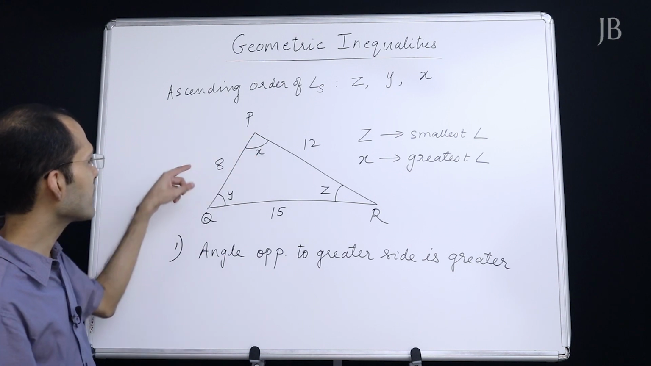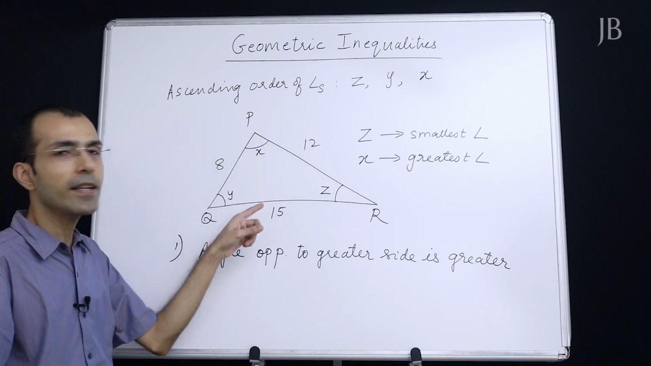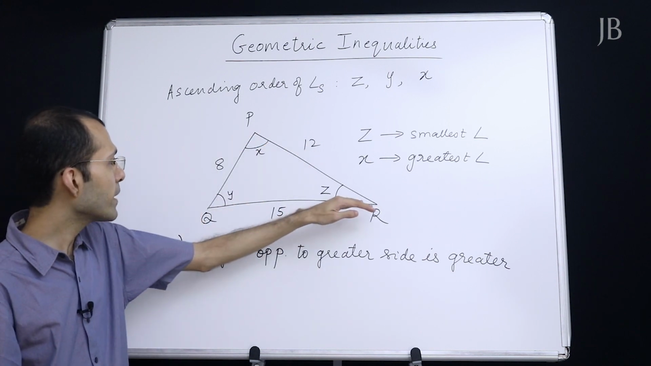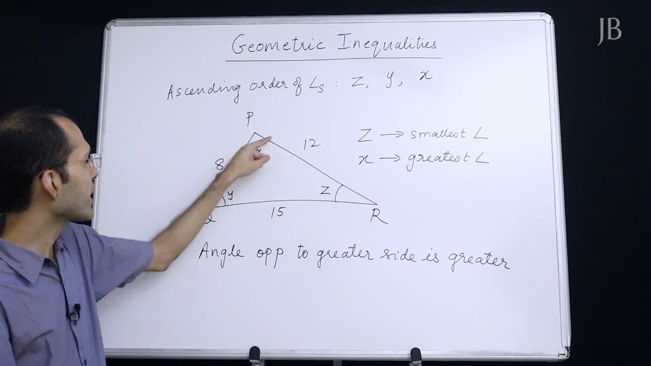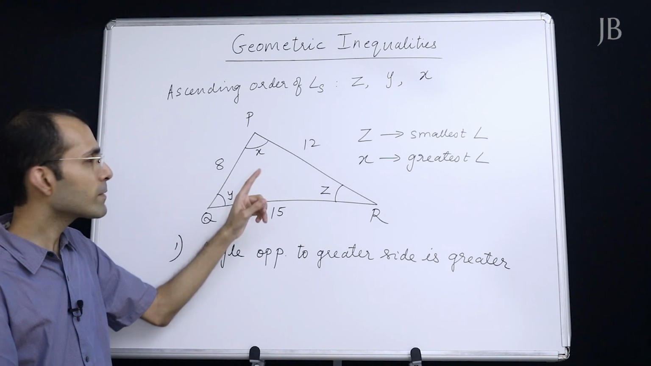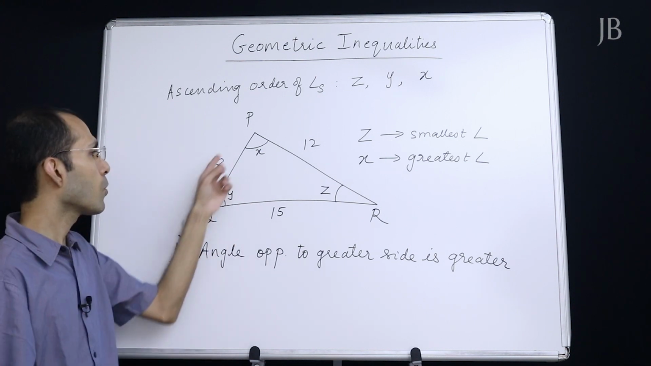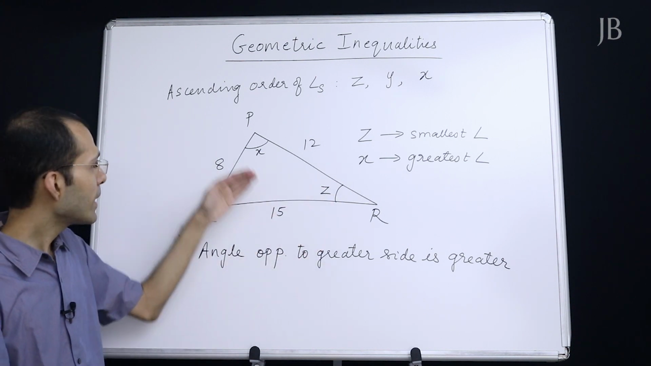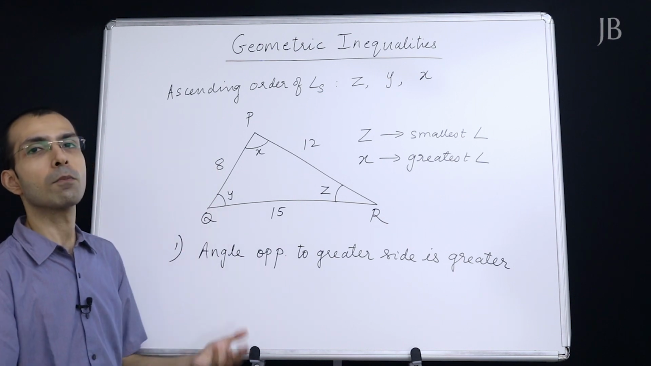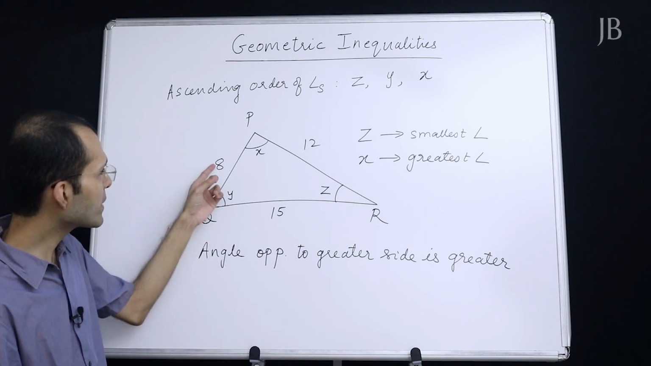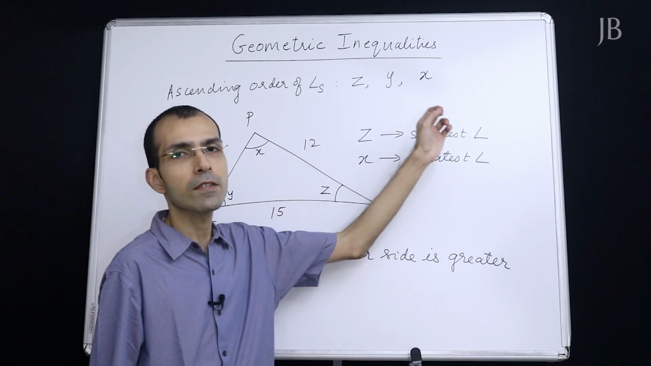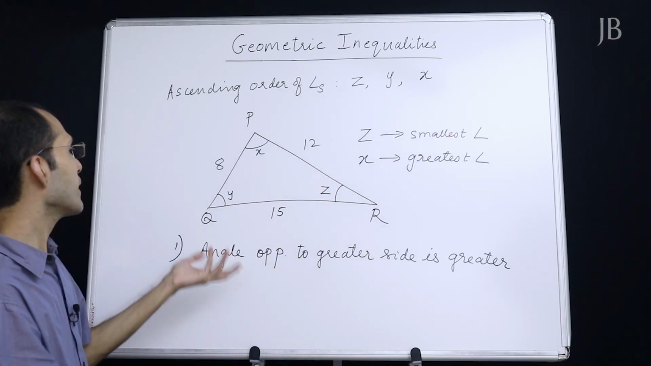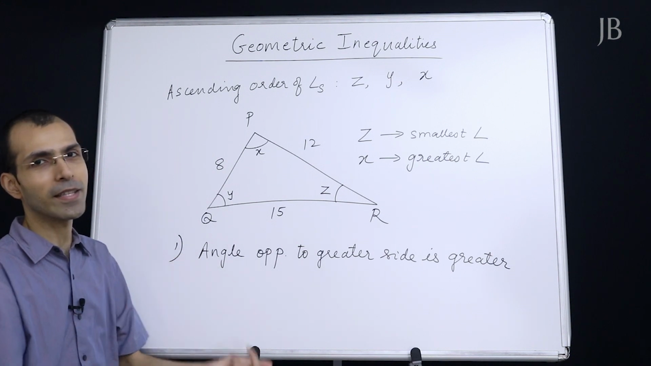So here there were three sides 8, 12 and 15. 15 was the greatest side naturally. So opposite to it, which angle is there? X. So X would be the greatest angle of all the three. 8 happened to be the smallest side. Which is the angle opposite to it? Z. So Z will happen to be the smallest angle. And then the leftover will be in between them naturally.